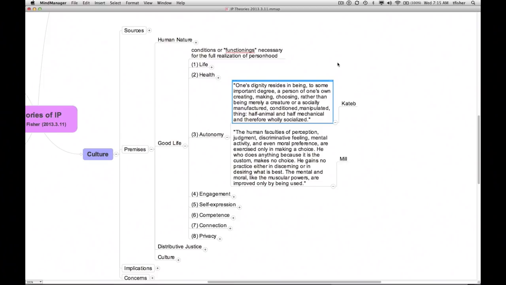Kateb, in this passage, was drawing in part on the work of John Stuart Mill, who also emphasized the constitutive value of choice. The same theme figures heavily in the writings of many other liberal theorists, including John Rawls and Ronald Dworkin. It also infuses Yochai Benkler's commentaries on the affordances enabled by participation in information networks.